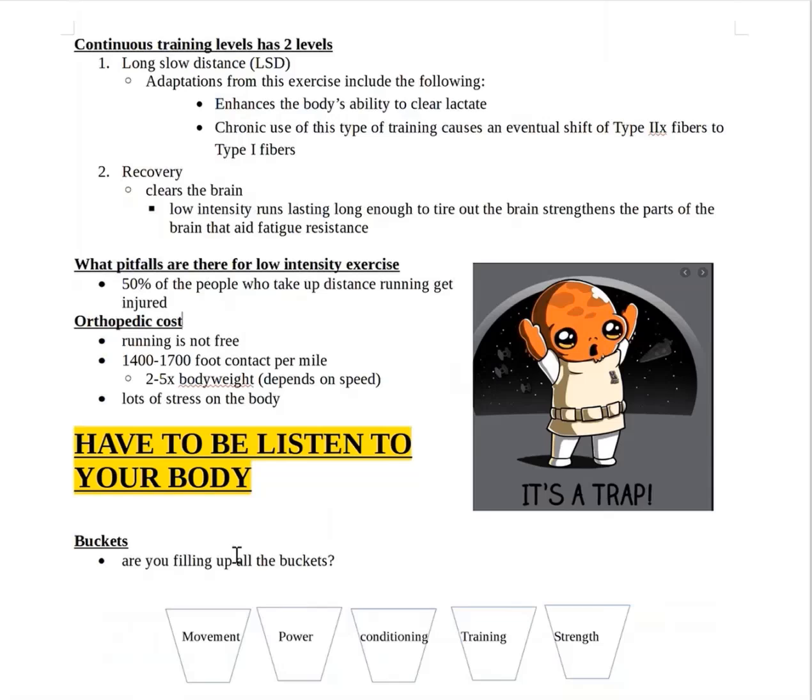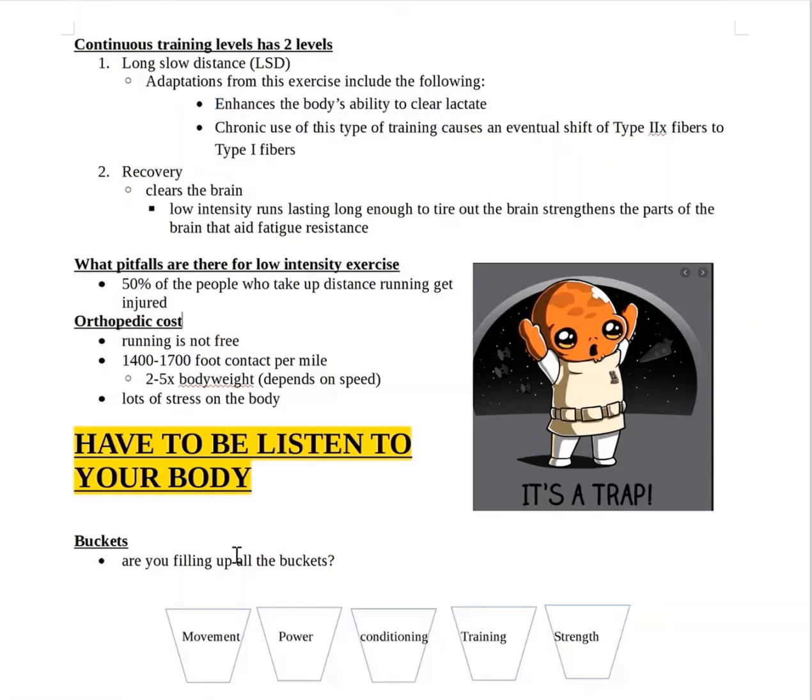There are pitfalls to low intensity training. About 50% of the people that take up a running distance program actually do get hurt. Because, again, orthopedic costs. Running is not free. So, again, we talked about this, but it's 1,400 to 1,700 foot contacts per mile, 2 to 5 times the body weight depending on the speed, and it's a lot of stress on the body.